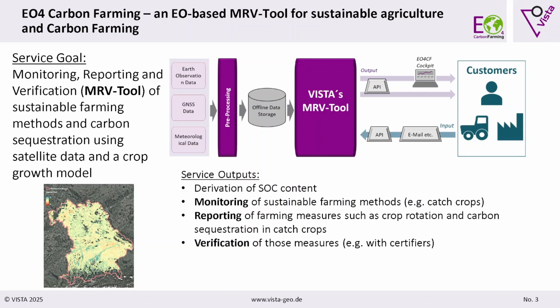Outputs of the service are, for example, the derivation of SOC content, soil organic carbon content, which you can see on the left in the map, and the monitoring, reporting and verification of sustainable farming methods such as crop rotation and carbon sequestration, and the verification of those measures, for example, with certifiers.